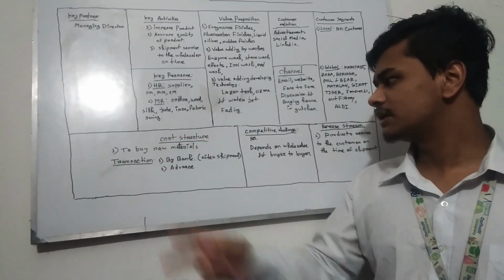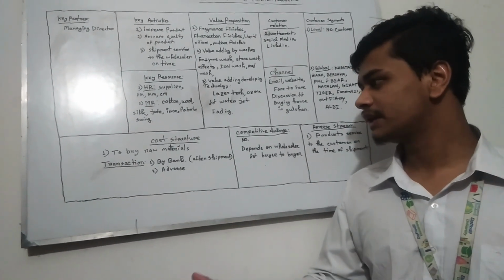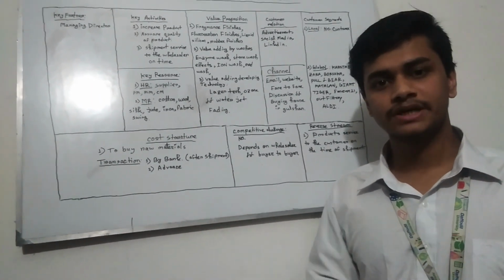We can see that there are two types of resource, materials and human resource. They hire several types of resource and need to maintain the cost.